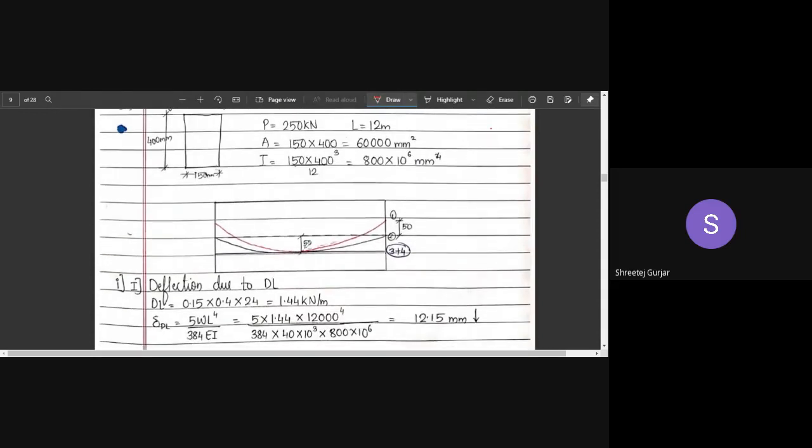Okay, so this is the cross section, and then these are the cables which are having 50 mm eccentricity at the midspan. So we'll consider this as E2. Okay, and this we will consider as E1 at the support. And this is your centroidal axis. What is the span of the beam? Span of the beam is 12 meters.